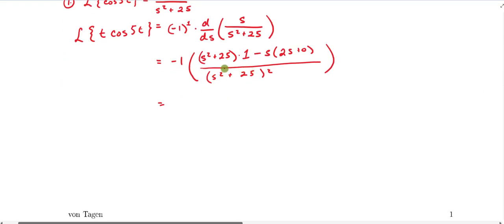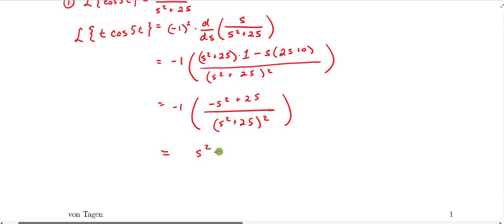We can clean this up. This cleans up to be -1 times, we'll have a minus s squared and then plus 25, all over s squared plus 25 squared. Distributing that -1 gives us s squared minus 25 all over s squared plus 25 squared. In practicality, folks, we may need to use some interesting inverse transforms, such as our convolution integrals, or we might try partial fraction decomposition if we were going to try to convert this back.